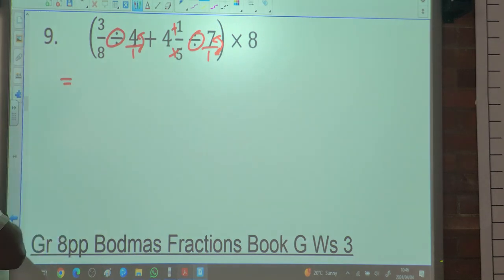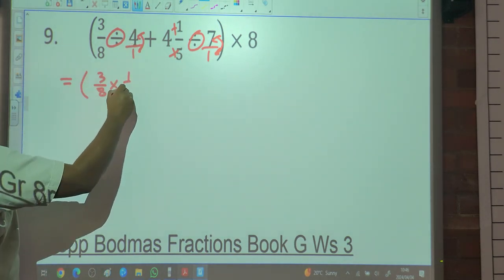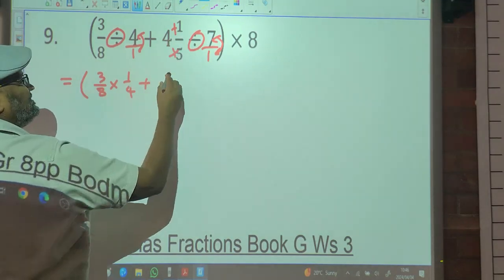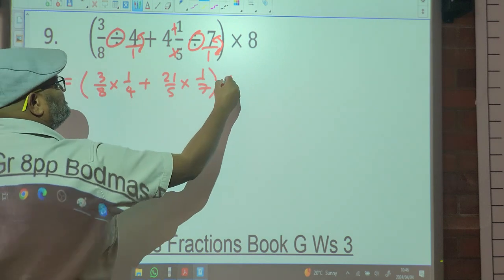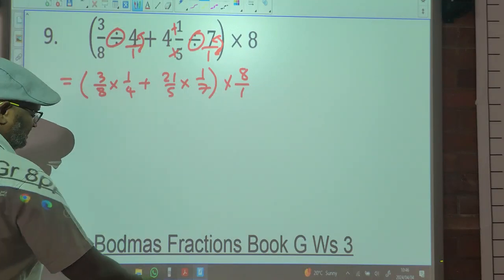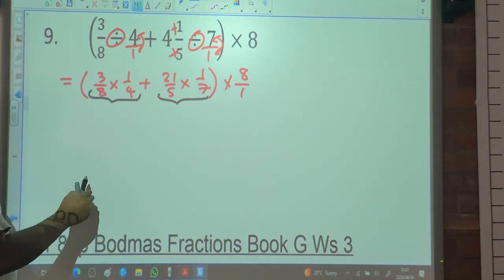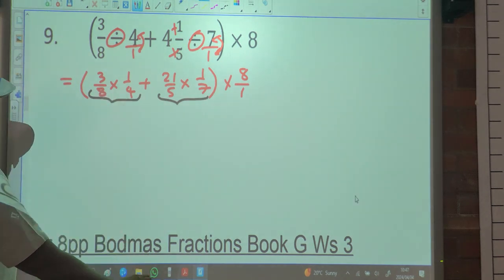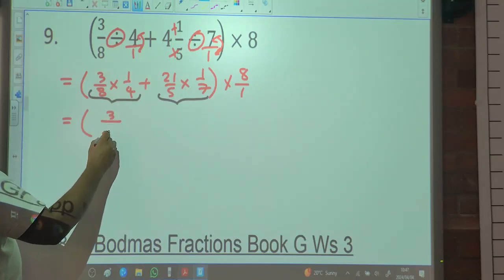So it's going to be 3 over 8 multiplied by 1 over 4 plus 21 over 5 multiplied by 1 over 7, times 8 over 1. So what do I do now? You're going to multiply. But we're going to simplify before you multiply. Nothing can cancel there, not so. So it's 3 over 8 times 4 is 32.